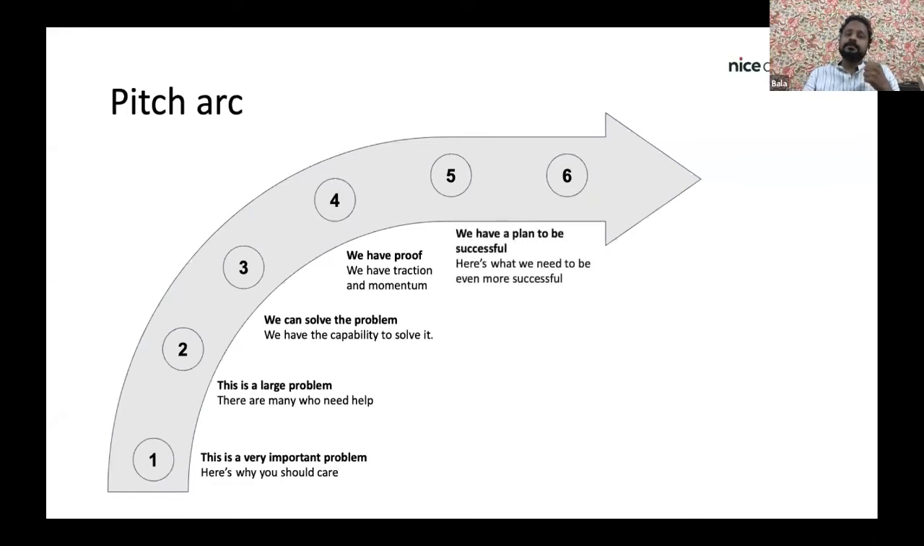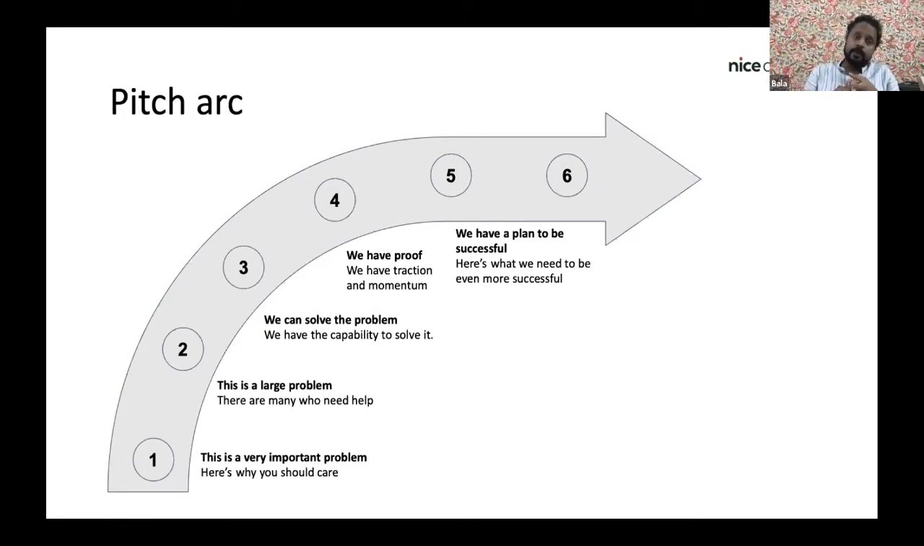And the fifth one is tell them what you are planning to do. And this is where, for example, for an investor, it would be an ask for an investment. Now you are saying, look, this is a great problem to solve. We are the right people to solve it. Here is the proof that our solution is working. And here's what we plan to do.